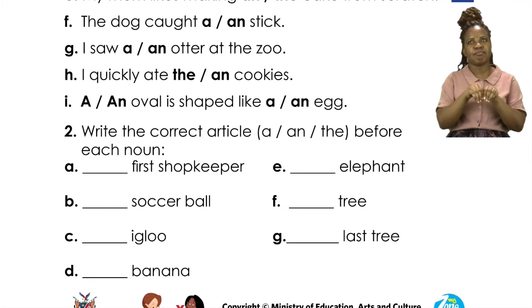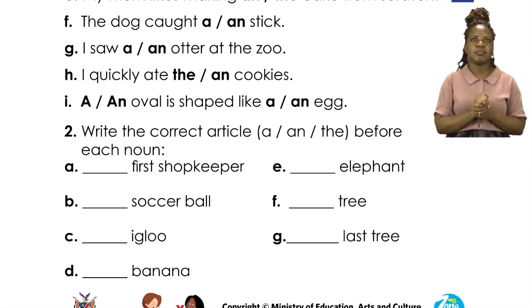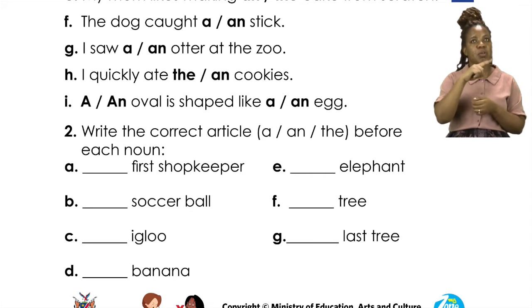Now let's take a look at number 2. Number 2 is asking you to write the correct article before each noun. Now we have been given the words, which makes this one much easier for us because we need to just remember our rules and when we use the article.